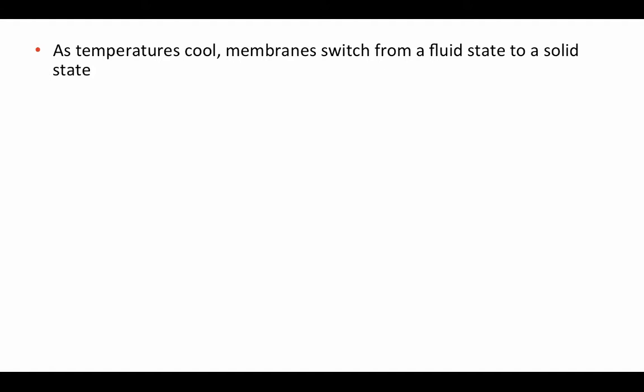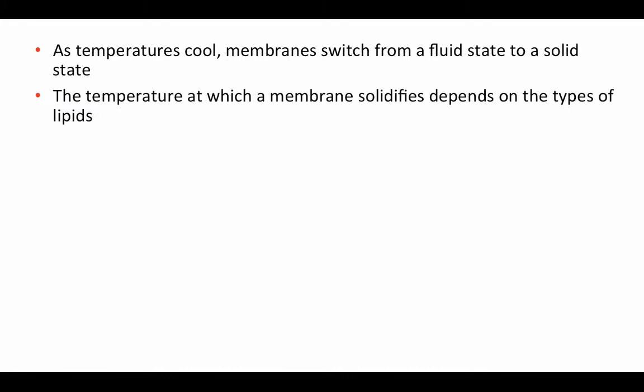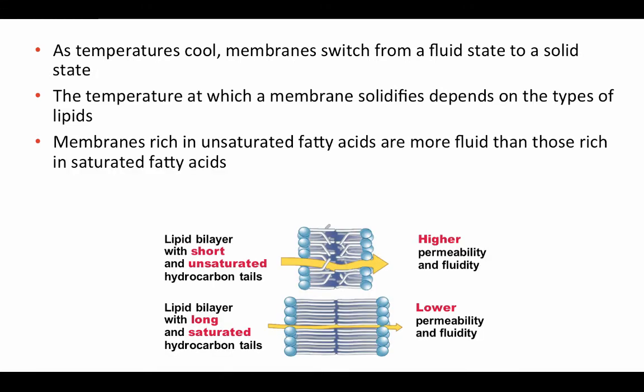We observe this in cooking materials that we use that are lipid-based. We can melt butter and turn it into a liquid state by raising the temperature. And the temperature at which a membrane solidifies or stops being so fluid and moving around depends somewhat on the types of lipids that are in those fatty acid chains. So this is exactly the same as what we were talking about with saturated and unsaturated fats.